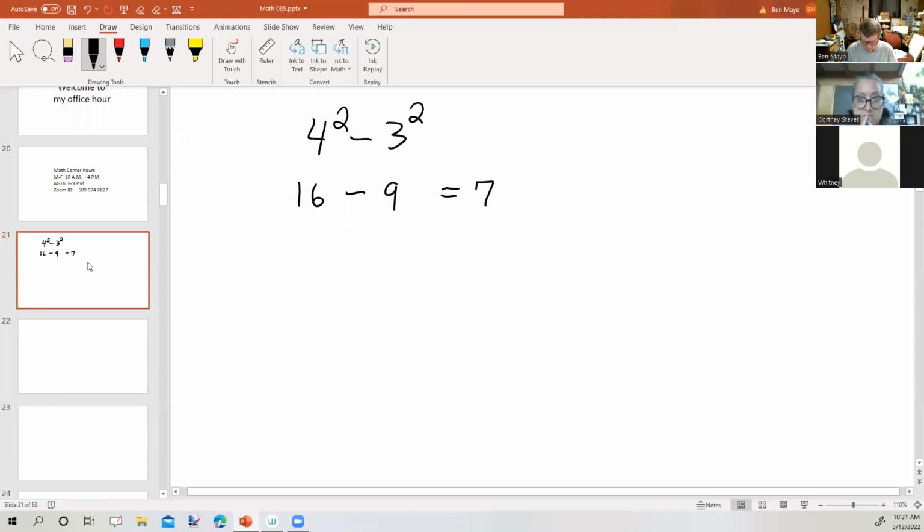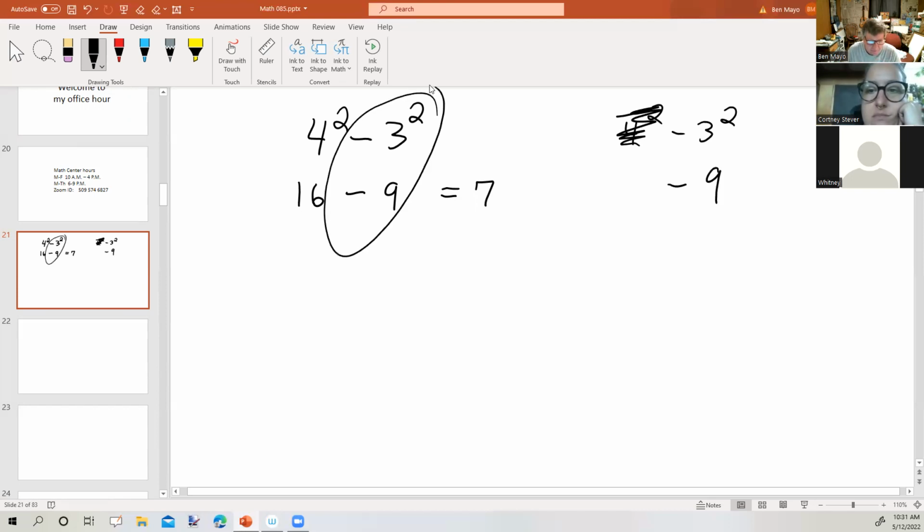Yeah. Okay. So this is 4 squared minus 3 squared. What's that? Is that minus 3 squared? Would that be minus 9, just like it is here? Yes, it would be. In this situation, the base is just the 3. So this is 3 times 3 with a negative sign in front of it.